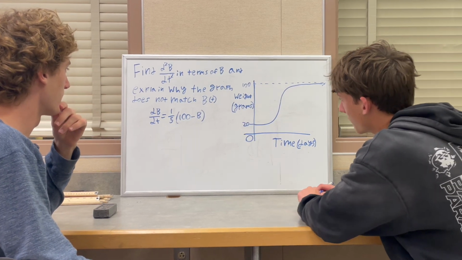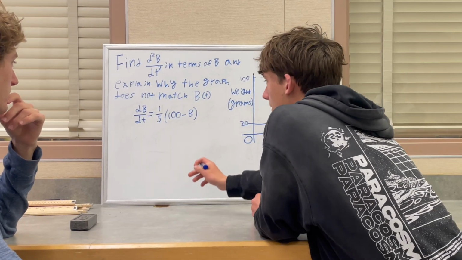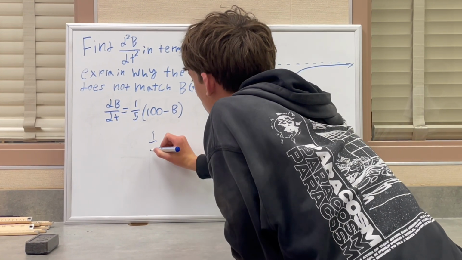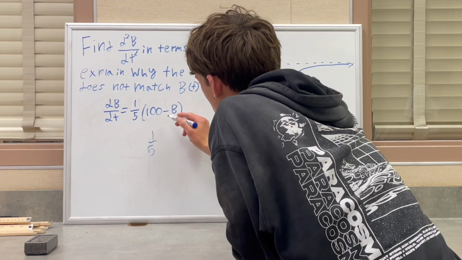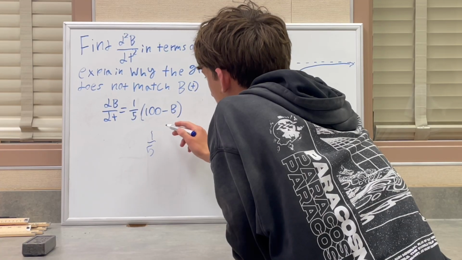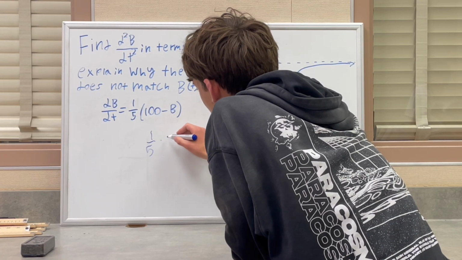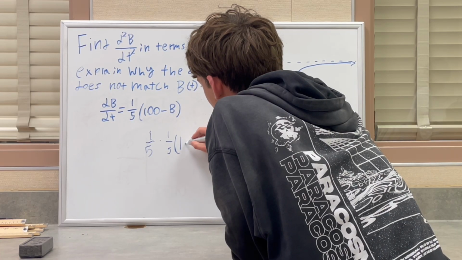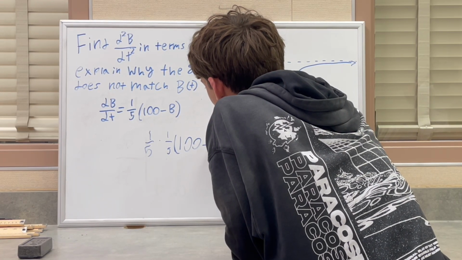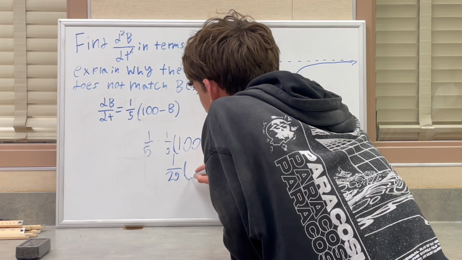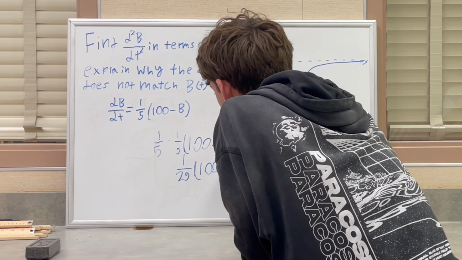I think so. I think I remember how to do this. We do the 1/5 on the outside, and we're going to have to use chain rule. So we get the 1/5, and then it just looks like b on the inside, but we have to multiply it by the 1/5 again because of the chain rule. So we get the 1/5 times the 1/5, and the 100 minus b. So we get 1/25 times 100 minus b.